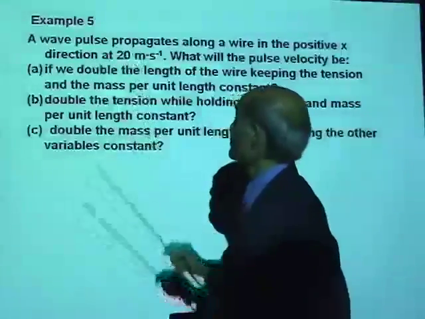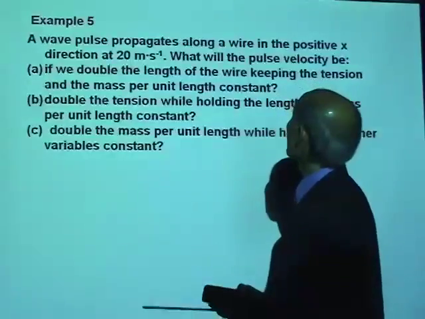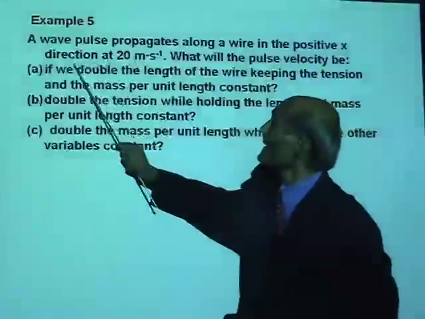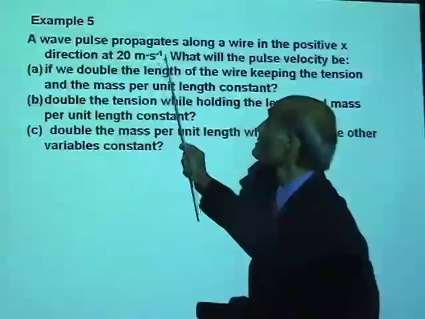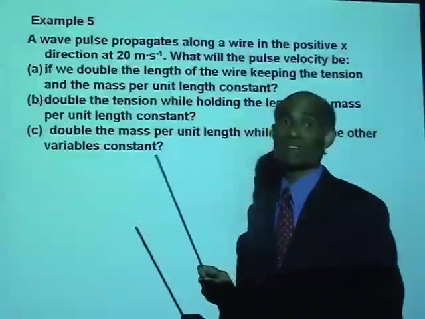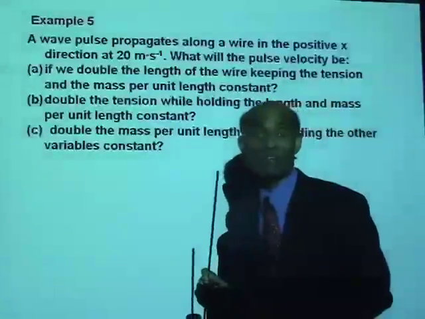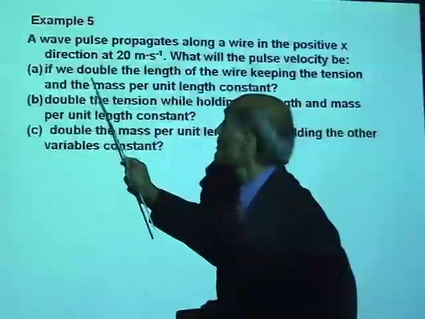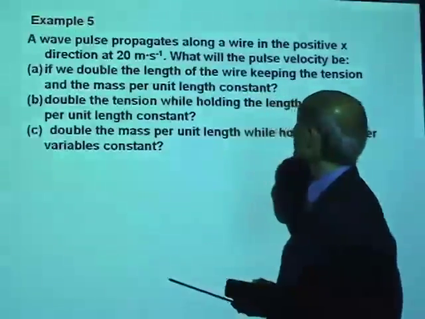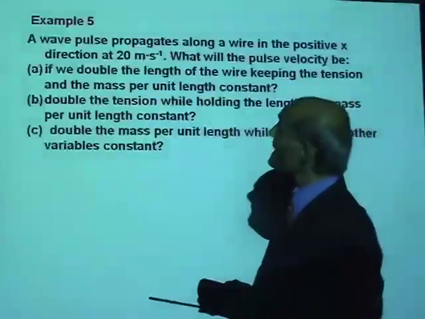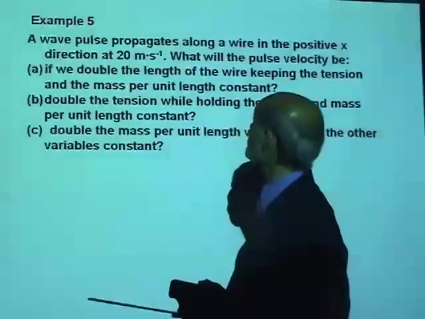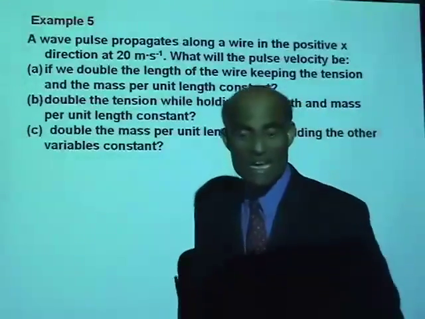A wave pulse propagates along a wire in the positive x direction at 20 meters per second. What will the pulse velocity be? A. If we double the length of the wire, keeping the tension and the mass per unit length a constant.